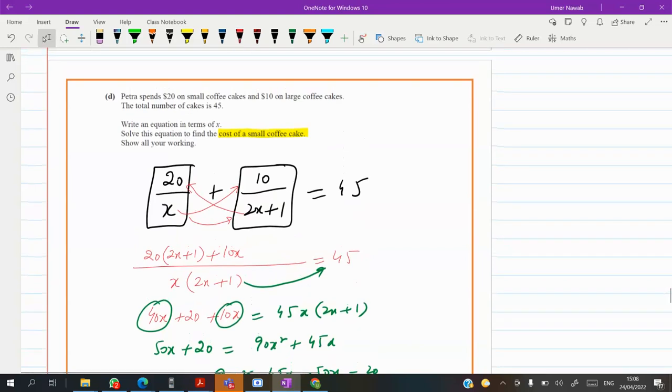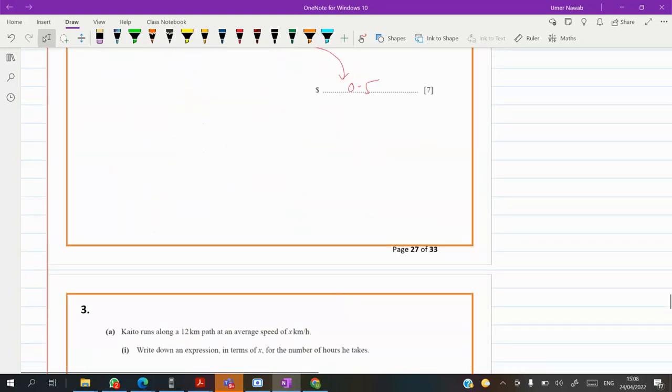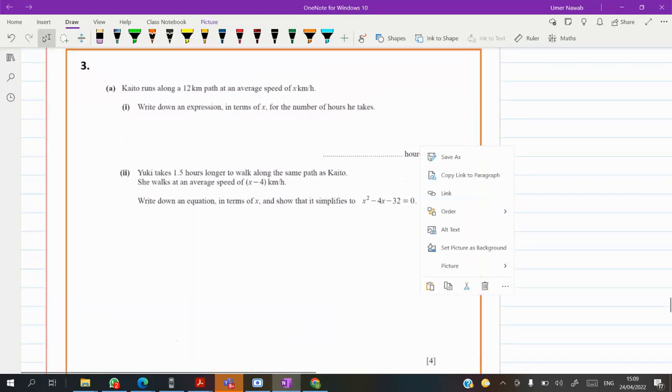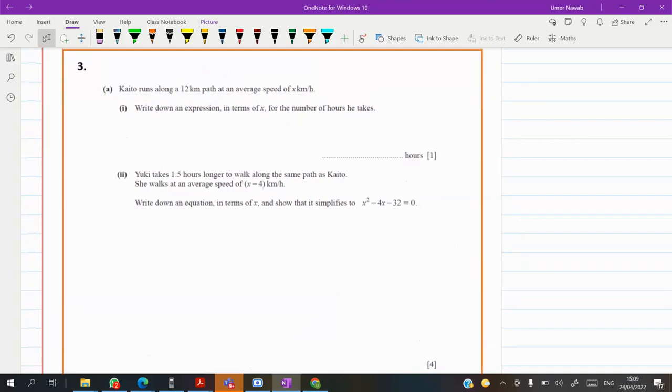Was it a hard question, guys? Please check it and let me know if any problem happens to you. Another question is on speed. First, we need to know the formula for speed. You all remember this is speed, this is distance, and this is time.